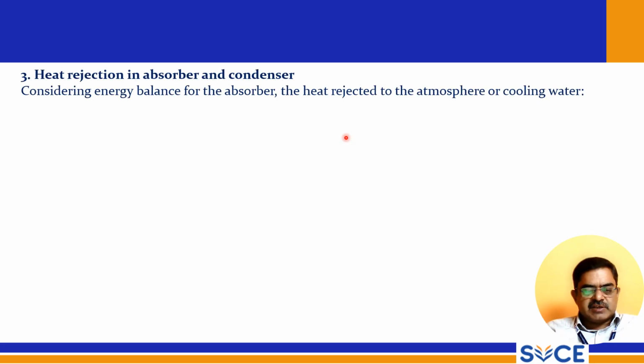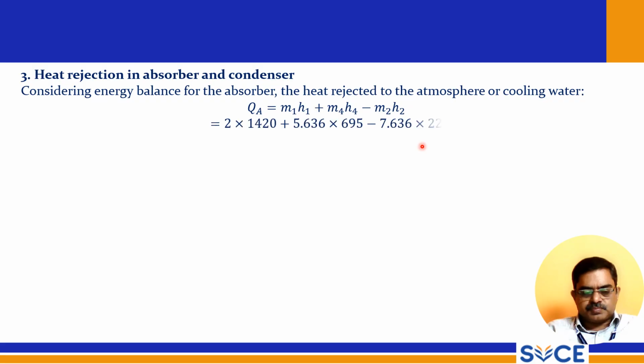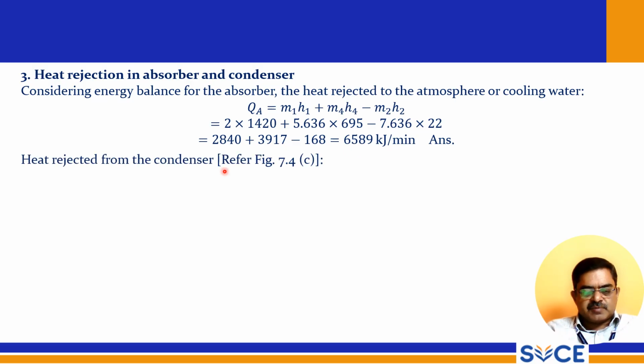Heat rejection in absorber and condenser. Considering energy balance for the absorber, the heat rejected to the atmosphere or cooling water, QA equals M1H1 plus M4H4 minus M2H2. By substituting all these values, QA equals 6589 kilojoules per minute.